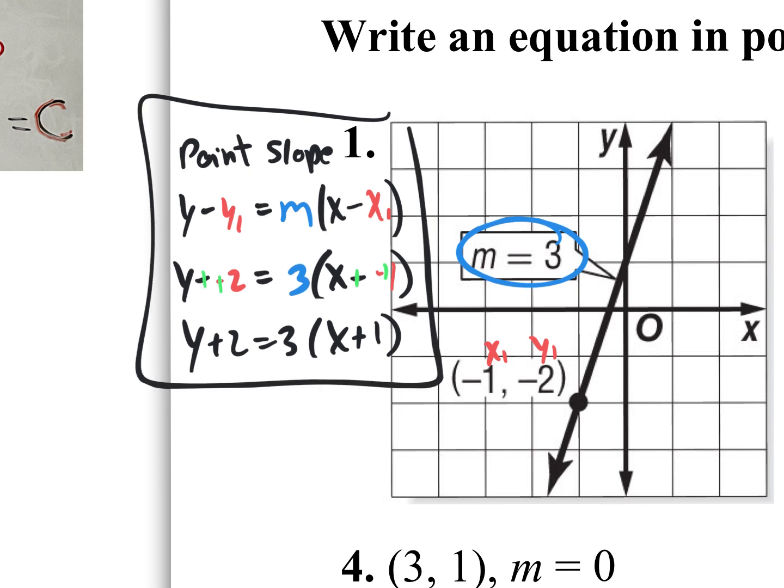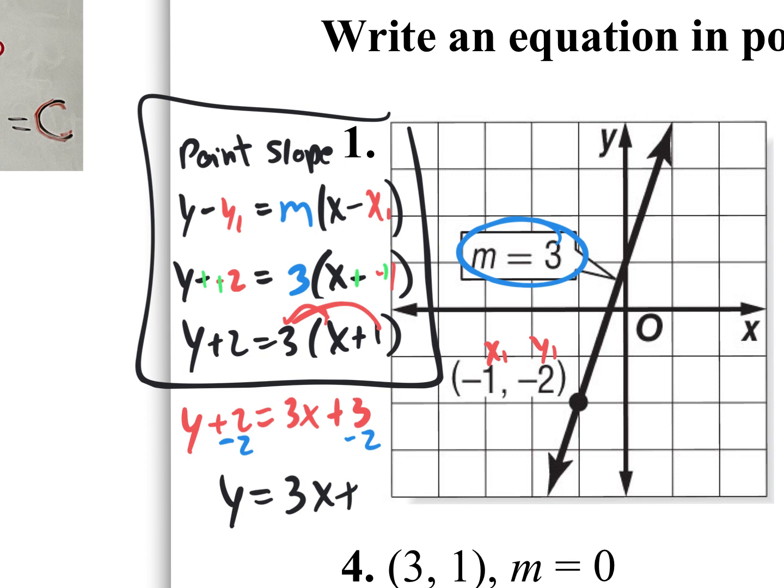Now, if they wanted you to change this to slope intercept, then you would just have to get rid of the parentheses by distributing, right? So this is for fun, like, this is not part of the instructions, but you could distribute 3 times x is 3x, 3 times 1 is 3, and equal sign, and then the y plus 2 comes down, and then you could get the y by itself by subtracting 2 and subtracting 2, and you'll get your slope-intercept form equation, y equals 3x plus 1.